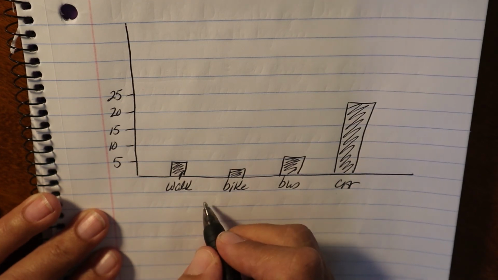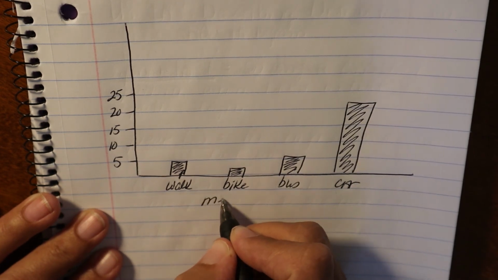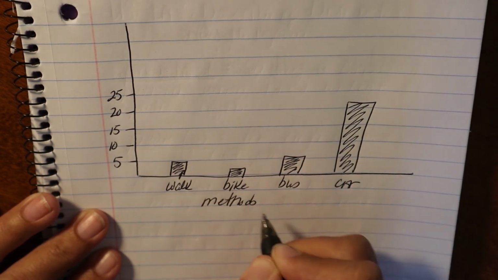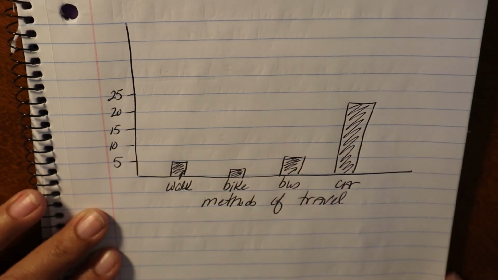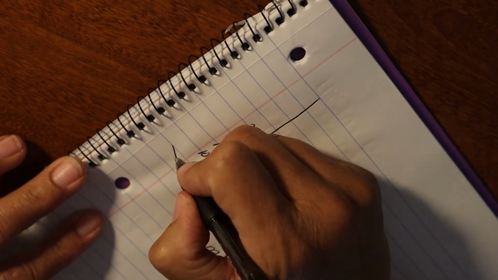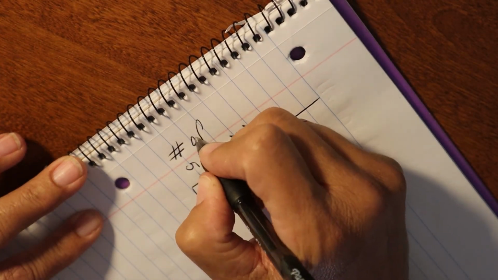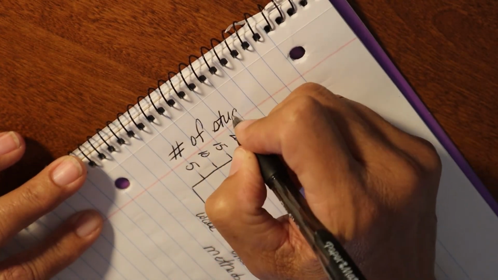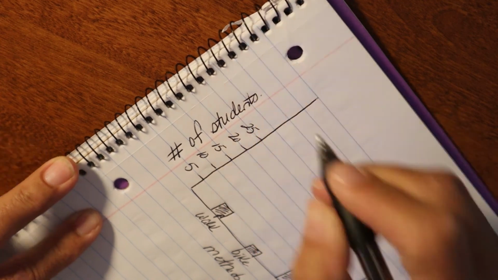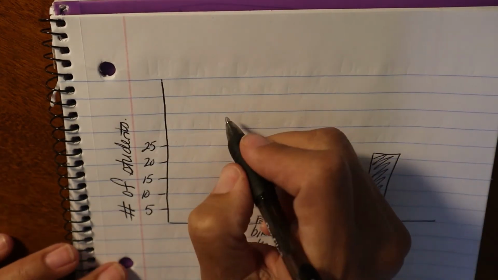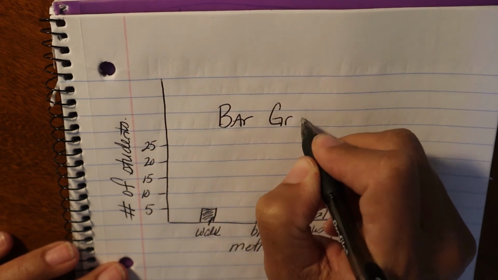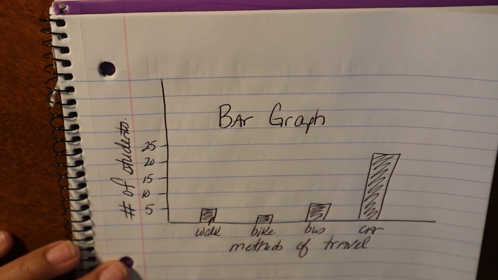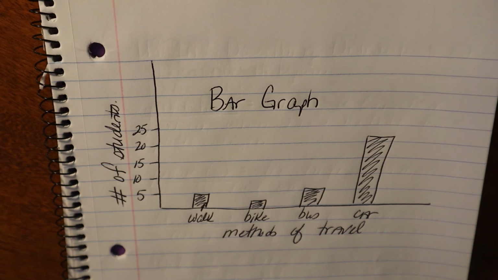And so down here I'm going to label it methods of travel. And then on the side here, this is the number of students. And just in case you ever forgot, this is a bar graph. That's just to show you the difference between a bar graph and a histogram.